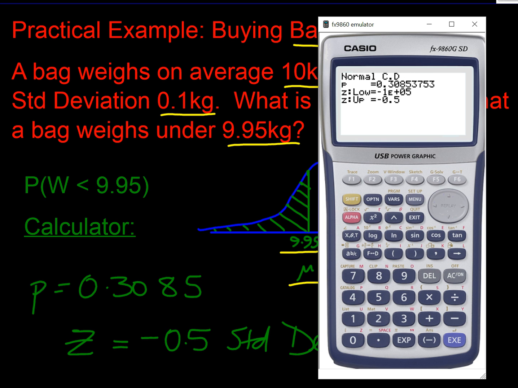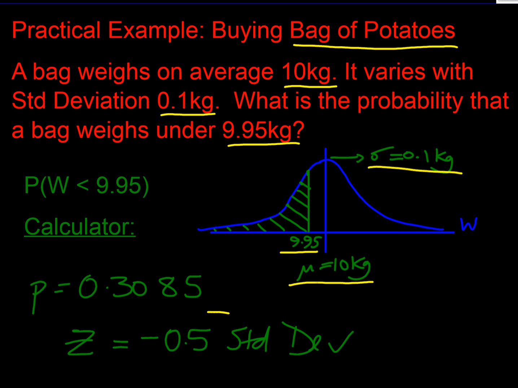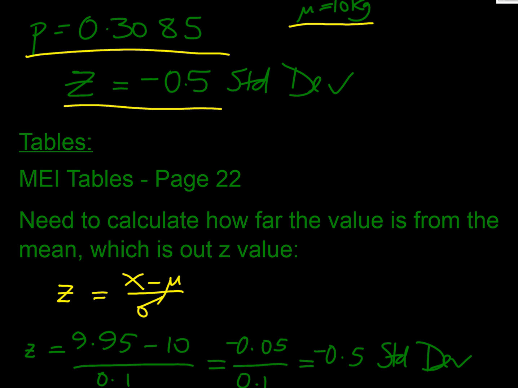And the other one, our upper value, is -0.5, and that's because our 9.95 is half a standard deviation below the mean. There we are. So there's our results, and that's the easiest way to do it in our calculator, isn't it? There we go. So our P was 0.3085, and that's our Z value for 9.95. Okay, let's have a look and see how we can do this with our tables.